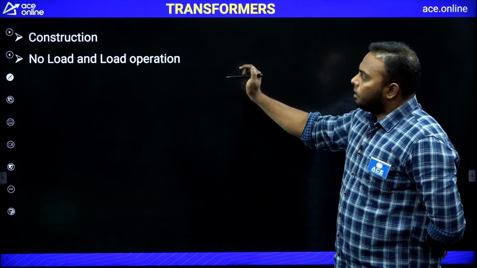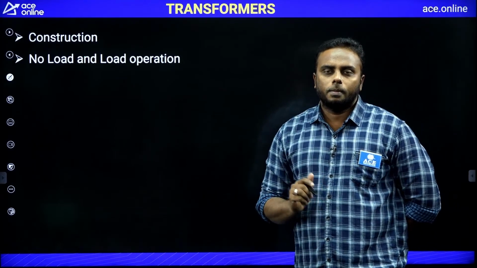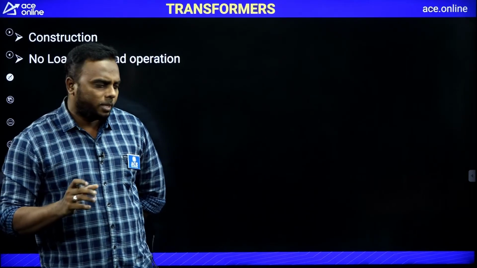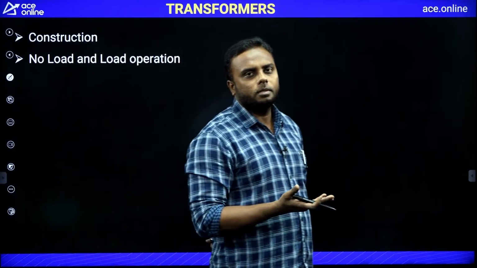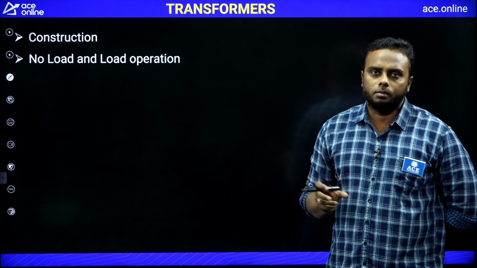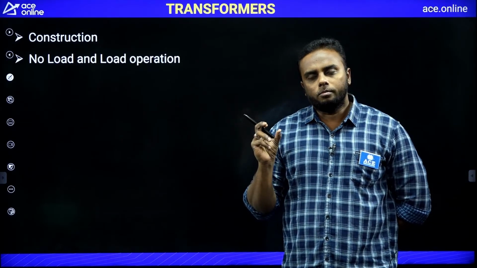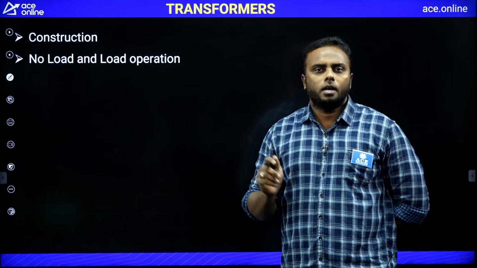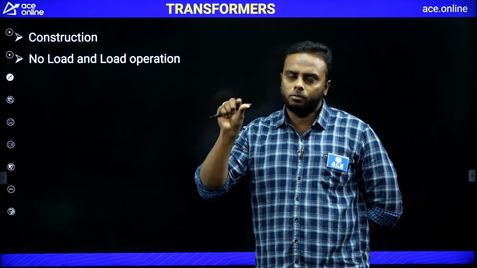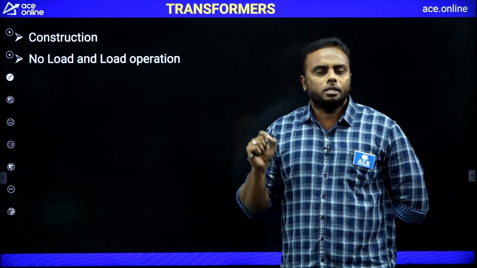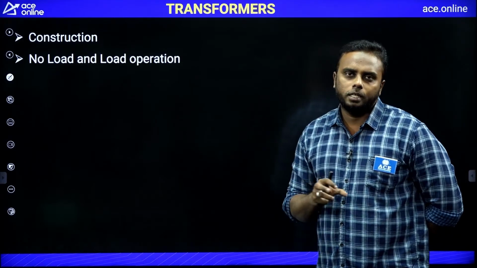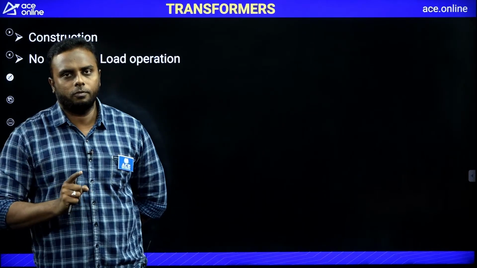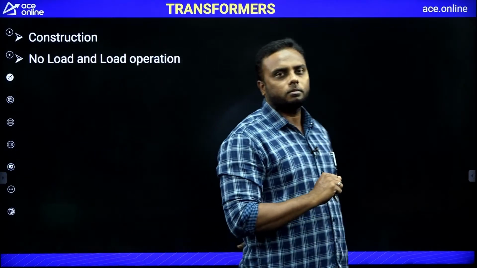Next, no load and load operation. In the no load operation, we have two components, and we also have a phasor diagram for no load operation. In that we have magnetizing current and iron loss current, and the sum of these two we call the no load current. Based on that phasor diagram we can find the no load power factor angle. This angle will be almost in the range of 70 to 80 degrees, and the power factor under no load will be less than 0.5. This is under the no load condition.